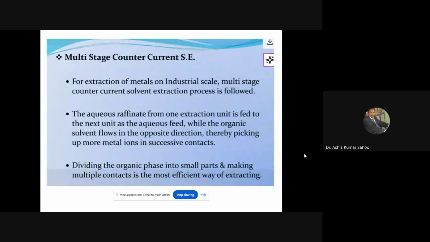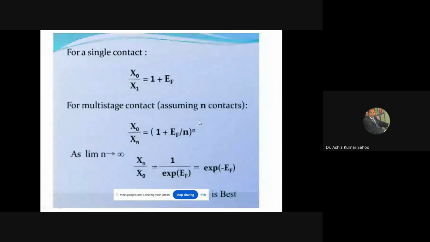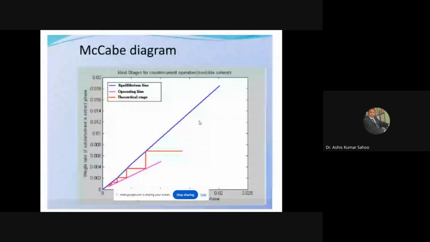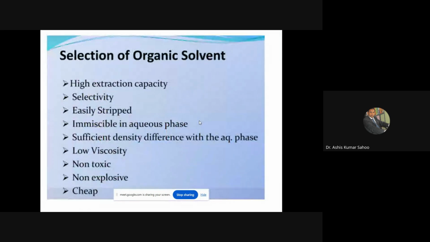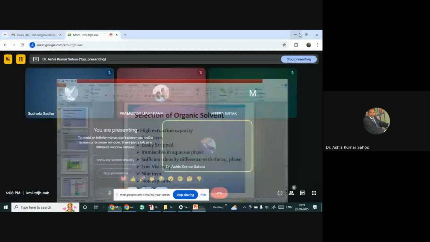Multi-stage countercurrent, single stage system. These are the different equations we get. Selection of different organic solvents requires high extraction capacity, selectivity, easy stripping, immiscibility with the aqueous phase, low viscosity, and non-toxic solvents. So we'll go to the actual topic.